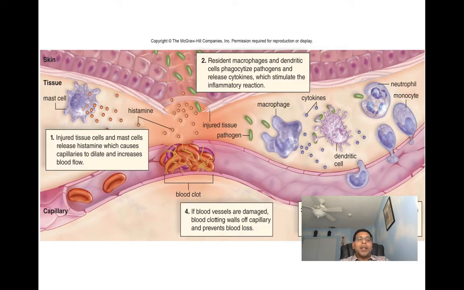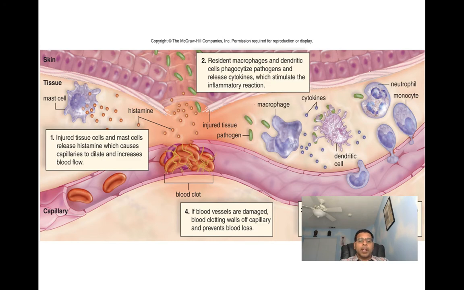We can check out how all these cells function in this image. Here we can see injured tissue cells and mast cells. They release histamine. Histamine causes our capillaries to dilate and it increases blood flow. Our resident macrophages and dendritic cells phagocytize pathogens and release cytokines, which stimulate the inflammatory reaction. Here we can see neutrophils and monocytes, which then become macrophages, squeeze through the capillary wall and phagocytize pathogens. And here in step 4, we can see if blood vessels are damaged, blood clotting comes into play. Blood clotting helps wall off the capillaries and prevent blood loss.